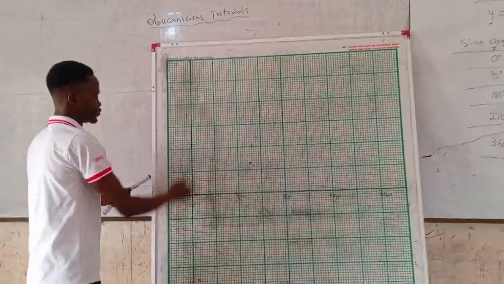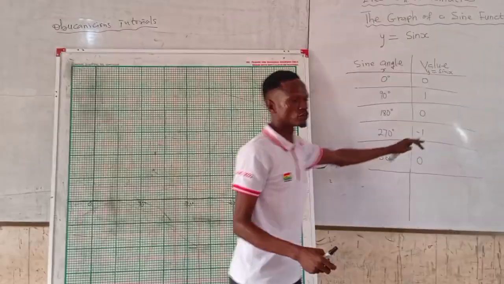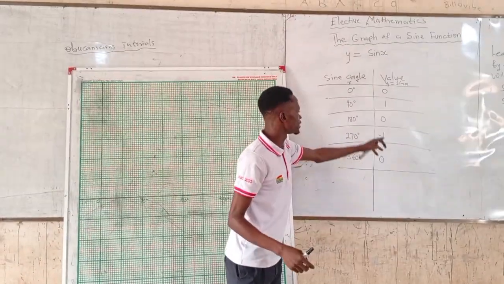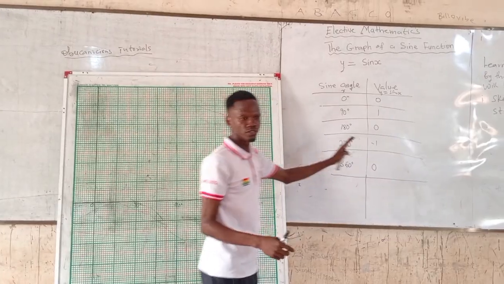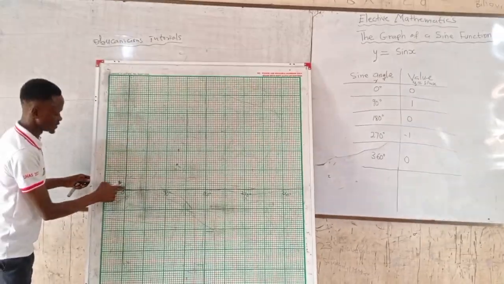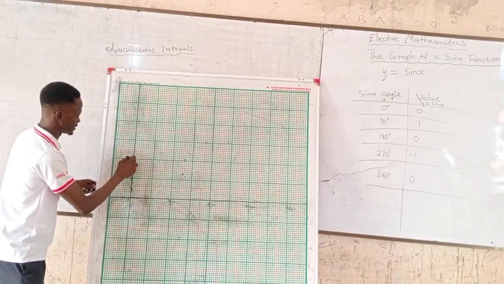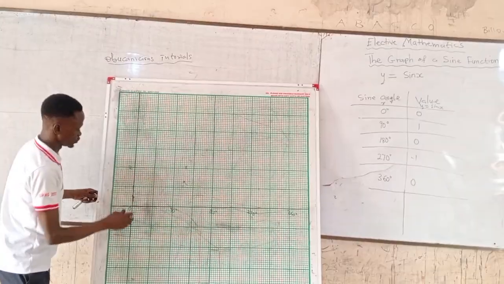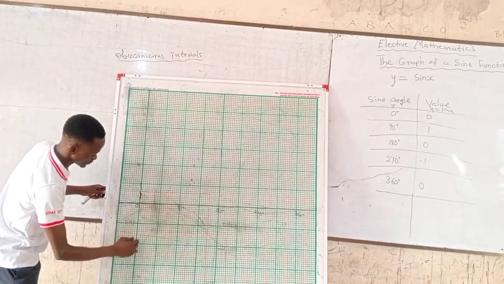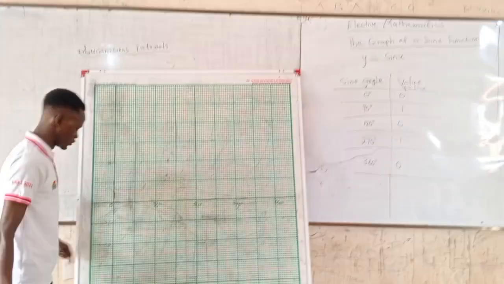And now we have our y-axis. So the y-axis too, looking at the values we have here, we are going to label it what? Let's say 1 centimeter to 1 unit. So that will give us, this is 0, so this will give us what? 1, and this is what? 2. Here will give us -1, then what? -2.